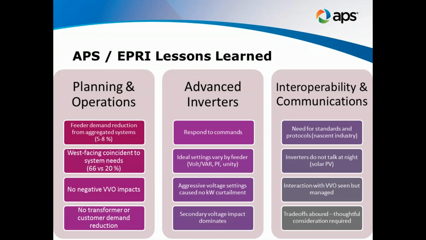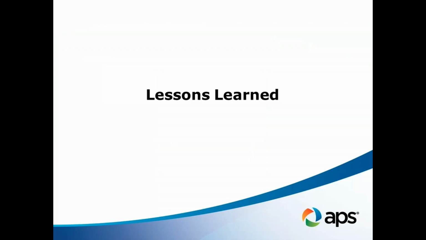I'll gloss over some of the lessons learned, but really they're in the areas of planning and operations, advanced inverters, their applicability, limitations, and how we could inform the interconnection process going forward to make sure we were able to maximize the capabilities of the system and also maximize the amount of distributed generation that's able to connect to our grid. And then interoperability and controls and communications, I think, was a very nascent industry when this project started. So we've seen that grow, and we've been part of the team helping define requirements around standards, protocols, etc.